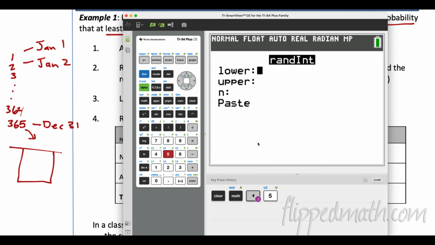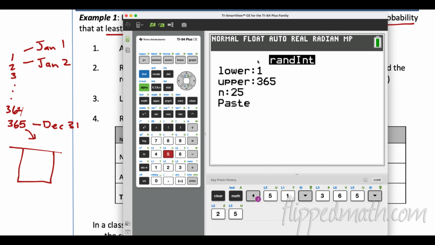Now, if your calculator is not updated, it just says randInt on your screen, so just pause a second. You'll see what I'm doing here. But if it is updated and you have this screen, the lower bound we're going to make 1, and the upper bound is 365. And then n is the number of numbers that we want to select. How many of these numbers do we want to select? We have a class of 25, so you know what? We can just speed this up and select 25 all at once.